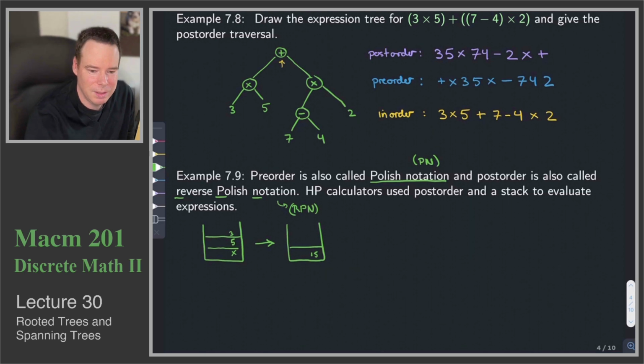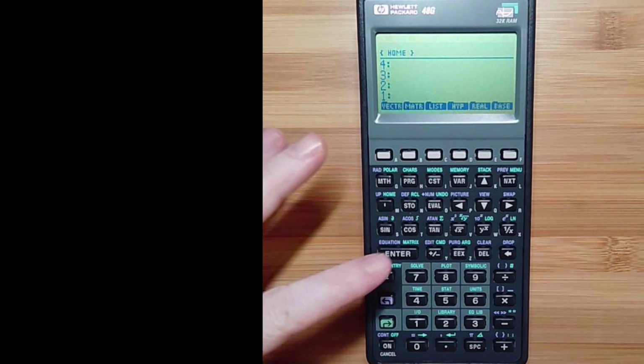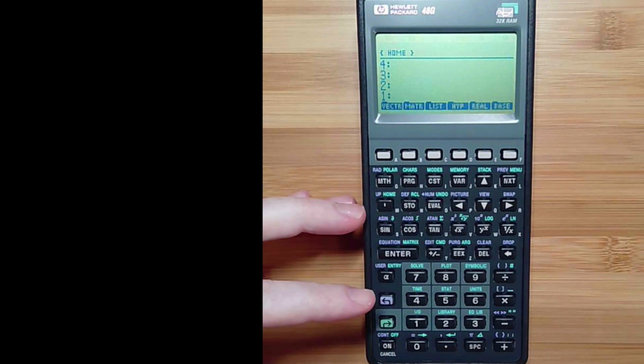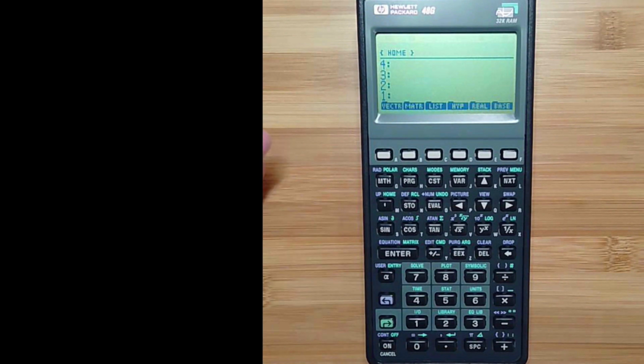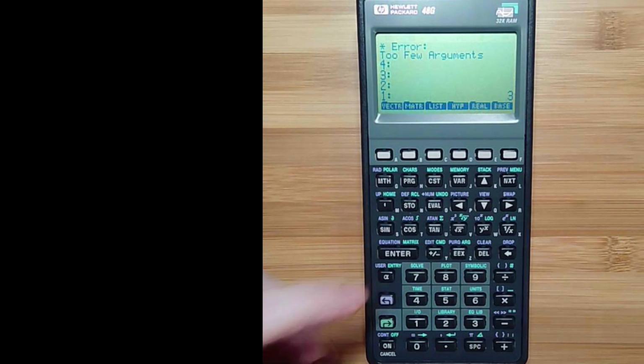Just so you can see this in action, I've brought out my HP calculator from 20 years ago, actually 20 plus years ago. This is the one I used to use in university. The way we're going to do our evaluation is just as we defined there. Suppose I want to multiply 3 times 5. The first time someone picks up an HP calculator like this, they want to do a multiplication, so they go 3, and then they hit the times button. And you can see an error, too few arguments. They're often confused. What does that mean? I haven't put in the other value yet.